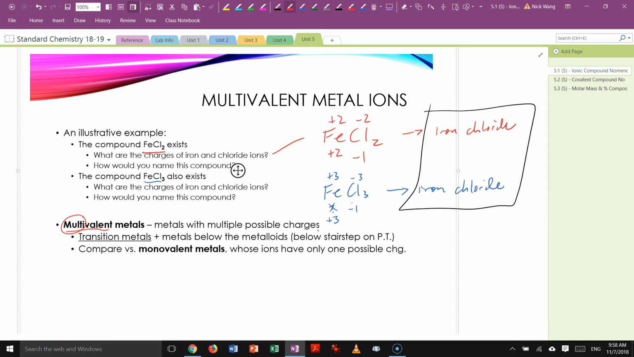Now, how it actually works in those fundamentals, I'm not going to get into. We don't really need to know for this. But just know that there are specific elements with multiple possible charges, and we describe them as multivalent metals. Generally speaking, it's the transition metals and also those metals below the metalloids.